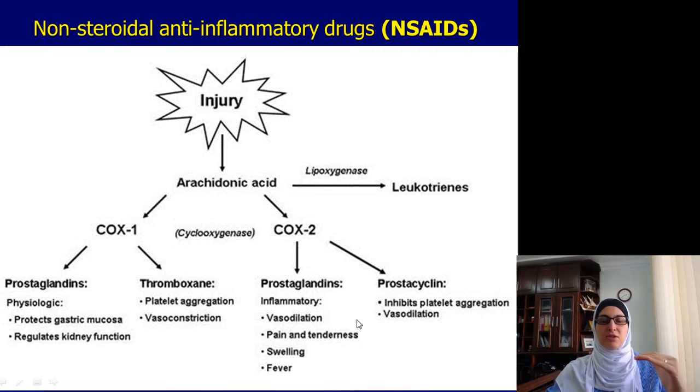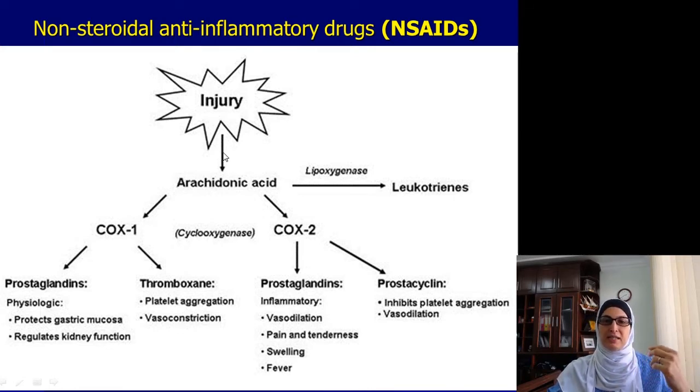So it is neutral. It would not affect anything regarding bleeding. So this is regarding NSAIDs, and this is how it works. For the steroids, for example, it works somewhere here. So it will not just prevent the inflammation induced by COX-1 and COX-2, it will also prevent the inflammation caused by leukotrienes. So this is why steroids are more effective than NSAIDs.